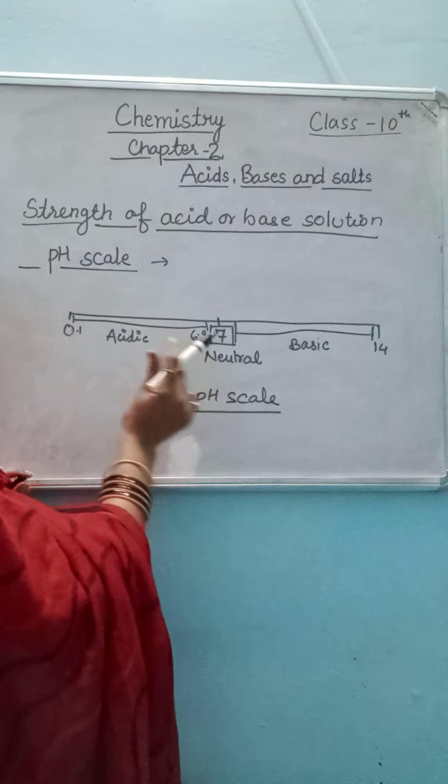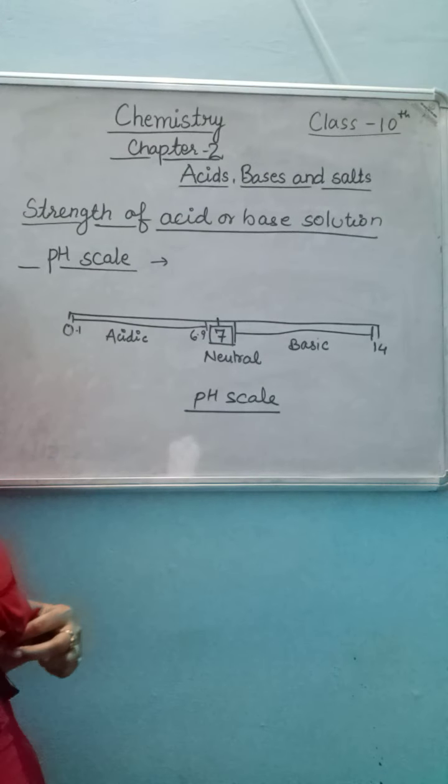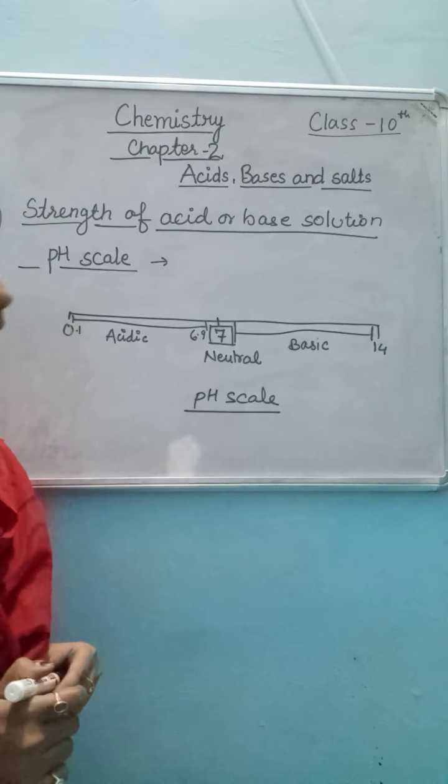0.1 to 6.9 shows acidic character, 7 is the neutral value, and from 7.1 to 14 it shows the basic character of the solution.